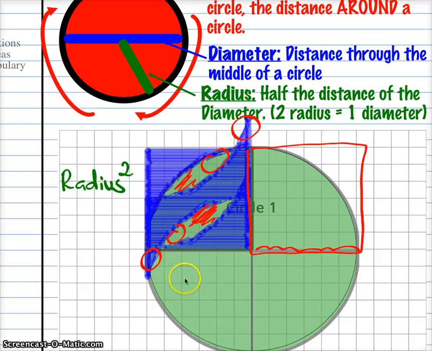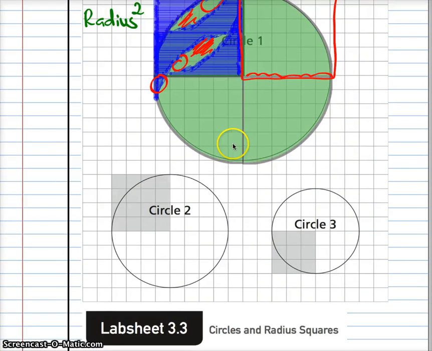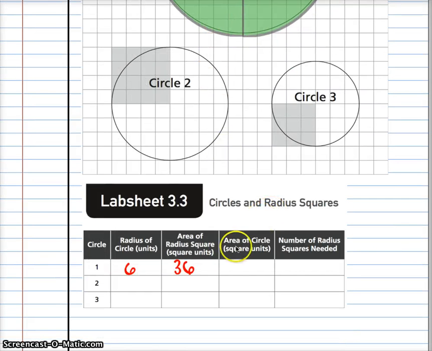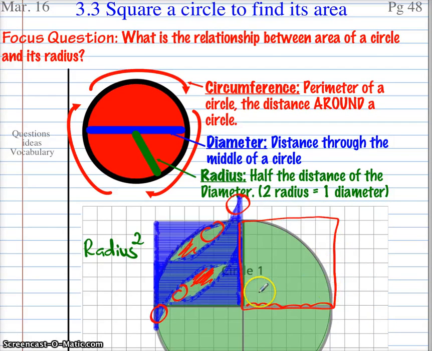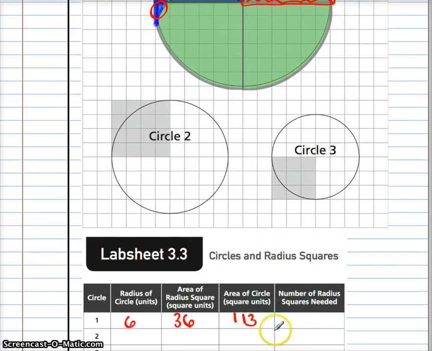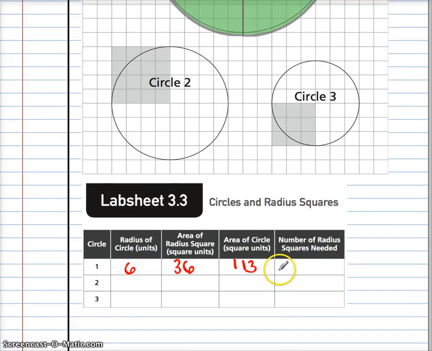Let's see how many squares we actually used. I'm going to count up how many squares we used, and I'll write it down for you. I counted all these little pieces in here, and we used about 113 little squares to cover the entire thing. So the number of radius squares, that means how many of these red squares did we use? We used a little bit more than 3. So I'm just going to write in here, a little more than 3. Okay, more than 3. I'm going to stop there and we'll do these 2 in class.